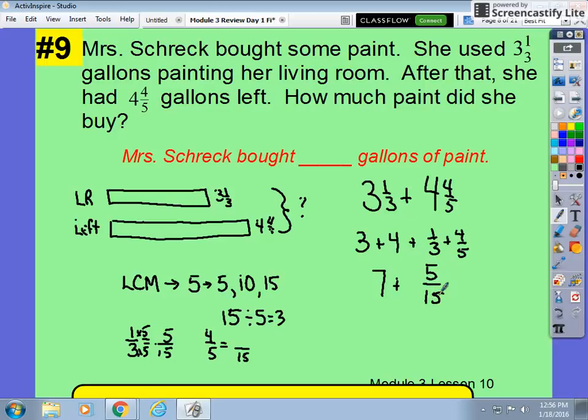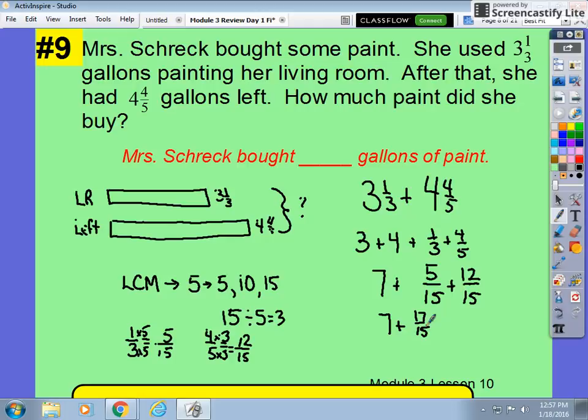I need to do the same thing for 4/5. I need to know that version of 1, and because 5 times 3 equals 15, I know that 4 times 3 equals 12. So 4/5 equals 12/15, and again, I'm going to write it right underneath. So now I'm set. I can add those fractions. I have common denominators. I still have my whole number 7. I don't want to lose that. And I know that 5/15 plus 12/15 would give me 17/15.